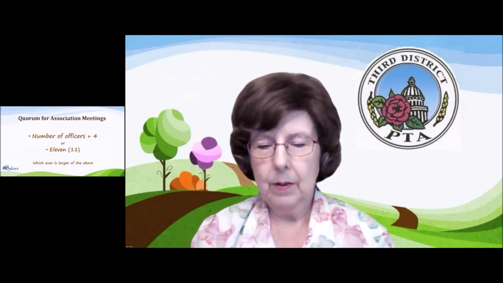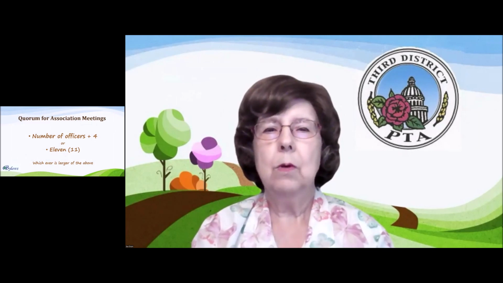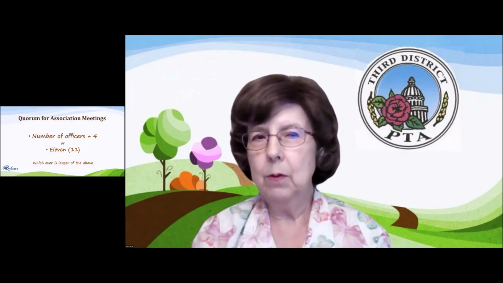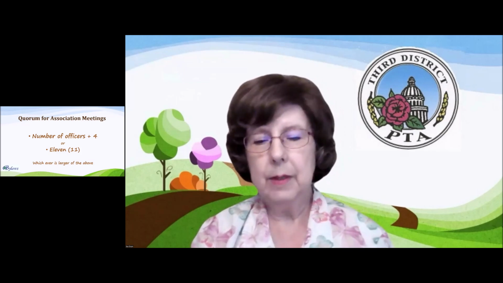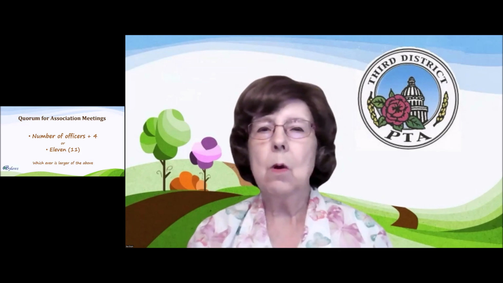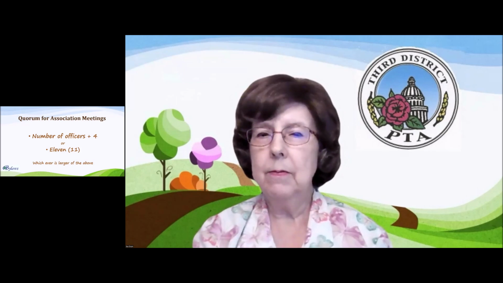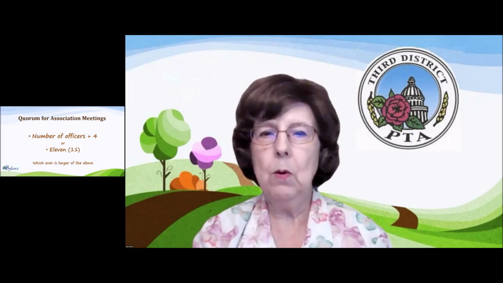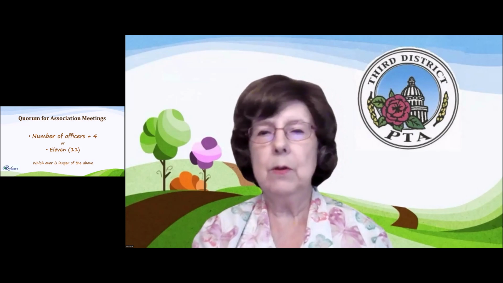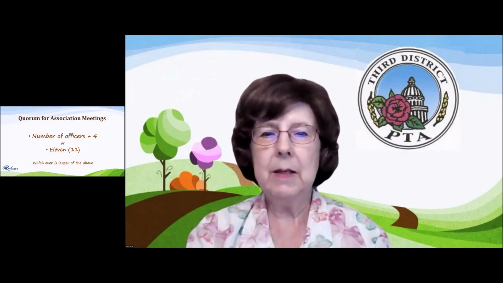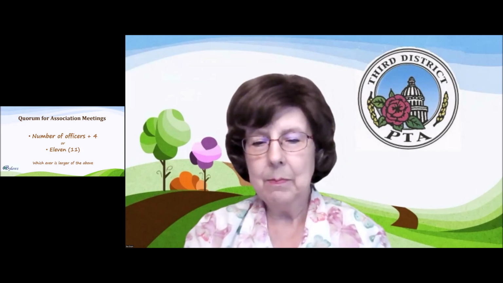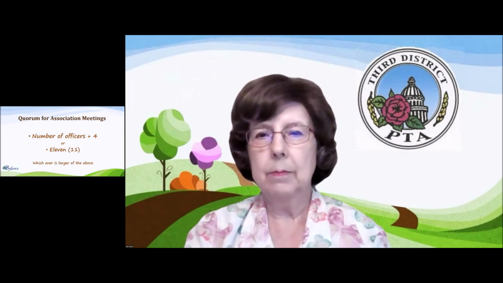So you have the quorum, and again, the quorum rules for association meetings are different than the quorums for executive board meetings. So the quorum for an association meeting is the number of elected and appointed officers plus 4 or 11, whichever is the largest. So 11 is the smallest number that the state PTA will accept for a quorum.